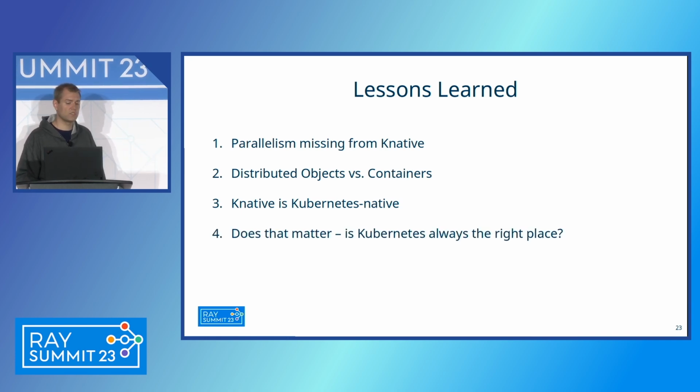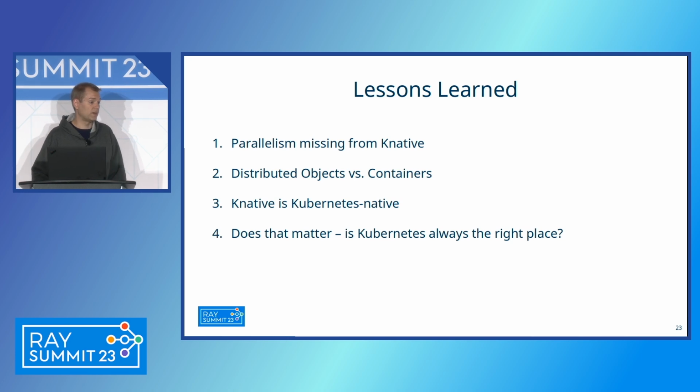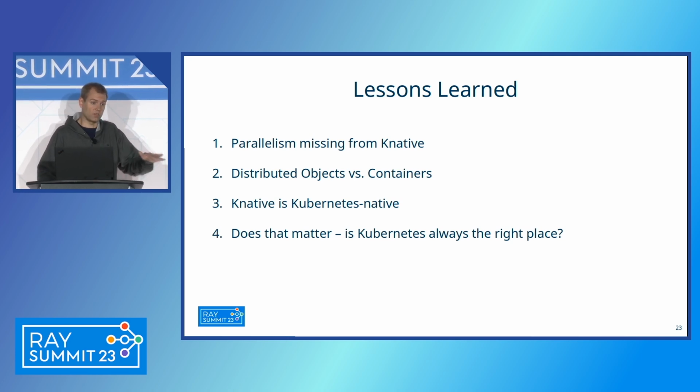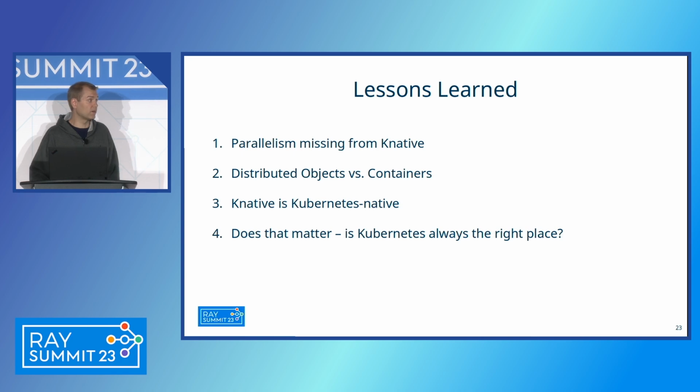The question becomes, is that important? Do we always want to run things in Kubernetes? Is it better to run some things in HPCs, some things on bare metal? Is cloud always the right answer? Again, I think for some AI workloads, the closer you can get down to the hardware, perhaps the better off you are.